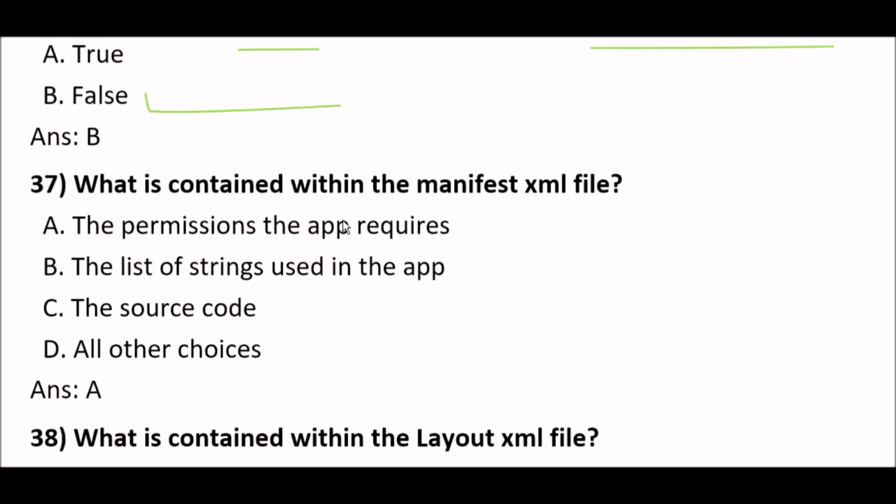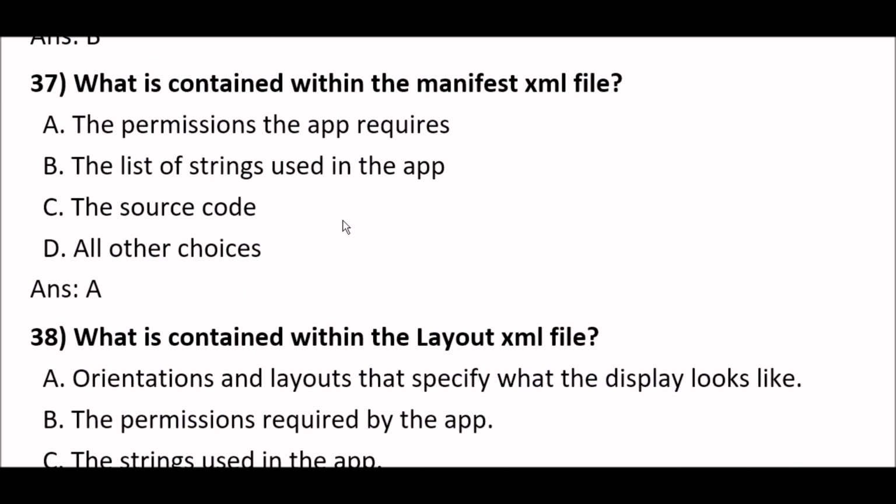Okay. Next question. What is contained within the manifest XML file? Option A. The permissions the app requires. Option B. The list of strings used in the app. Option C. The source code. Option D. All other choices. Right answer here is option A. The permissions the app requires. Okay. The manifest XML file is a very important file in your Android application, and this gives the permissions the app requires.